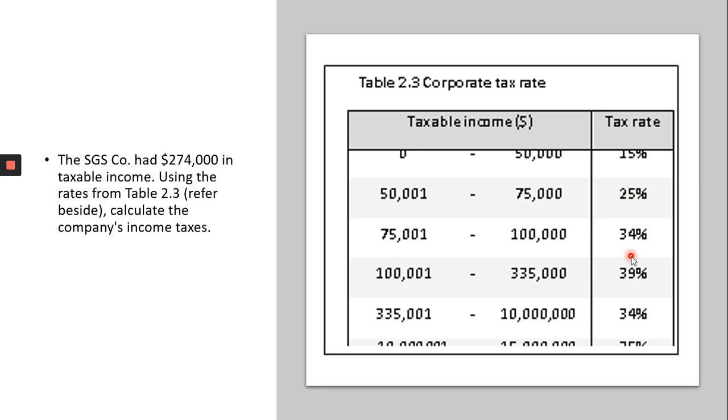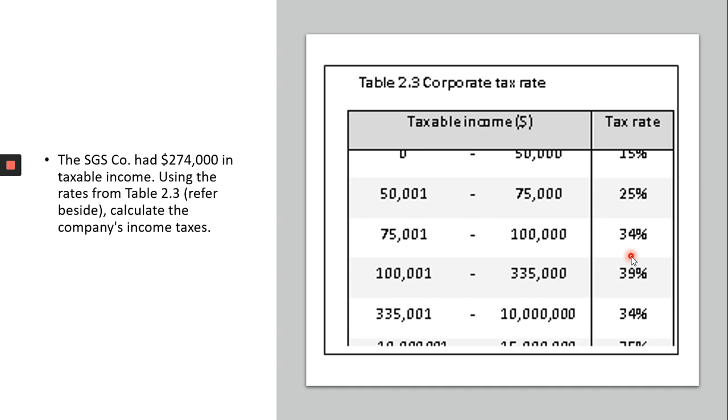So this is where some students get confused. This table means that, let's say you have a total taxable income of $70,000. The first $50,000 of your total income will be taxed at 15%, and now we have $20,000 extra, because your total taxable income is $70,000. On these $20,000 you will pay 25% tax.